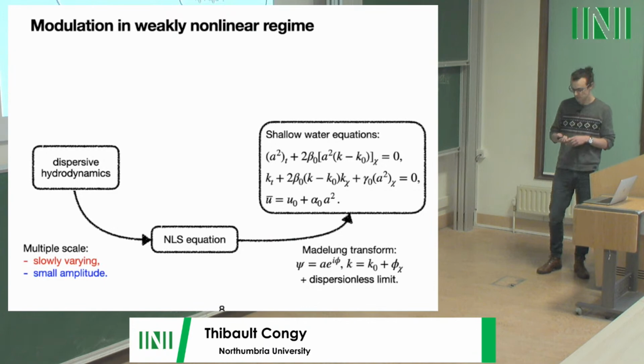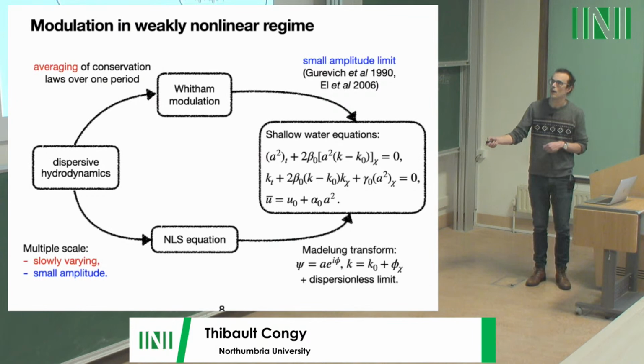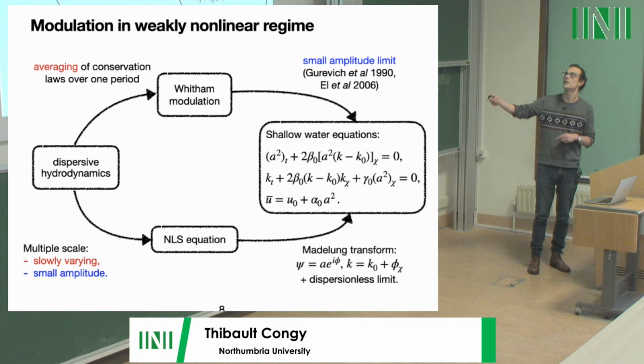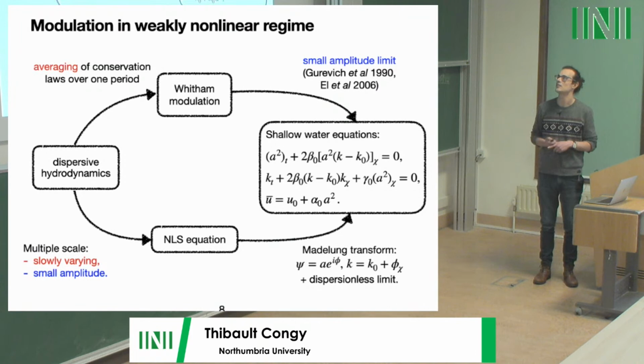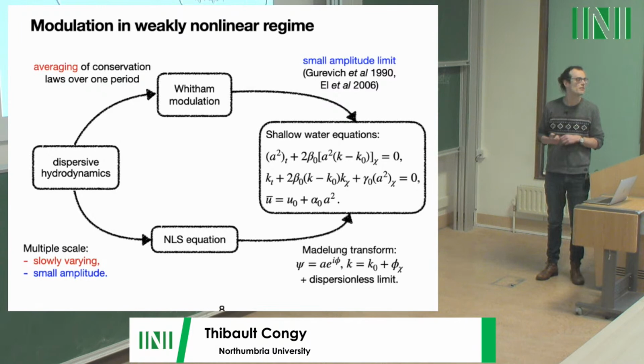And just to compare, this is what happens when you use the Whitham modulation description. You do the averaging of the conservation law. That is somehow equivalent to the slowly varying assumption in the multiple scale analysis. And then if you take the small amplitude limit, as has been done already in previous work, you can show that you have a shallow water equation. So this is reassuring, because it shows that if you take two different paths in your derivation, you still end up with this shallow water equation. So this is universal in the small amplitude limit of the modulation.